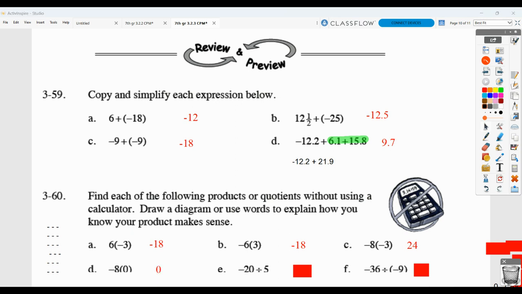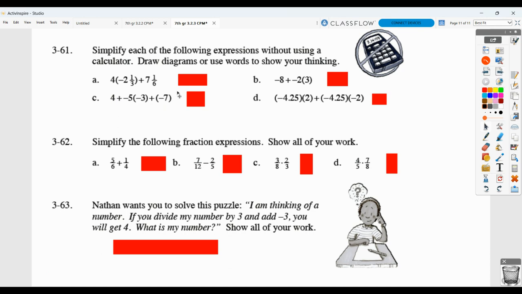Division, again, if you had shown 20 negatives and put them into groups of 5, you'd see that there's -4 in each group. And if you had -36 and you put them in groups of -9, you would find that there are 4 groups. Here they want you to simplify without a calculator. So you need to make sure that you are explaining your work, showing your work.